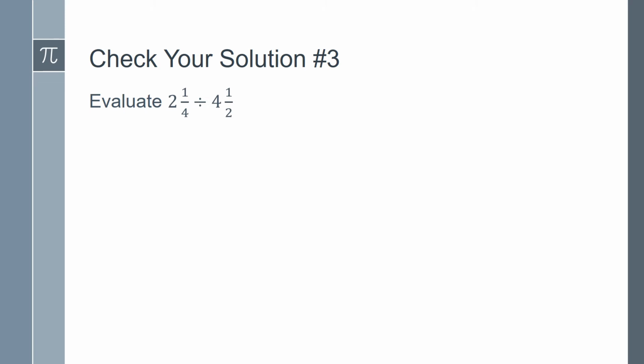Our first step to solving this problem is to change 2 1/4 and 4 1/2 into improper fractions. 2 1/4 becomes 9/4, and 4 1/2 becomes 9/2. Next, we need to find the reciprocal of the divisor and change the division sign to a multiplication sign. So 9/4 divided by 9/2 becomes 9/4 times 2/9.